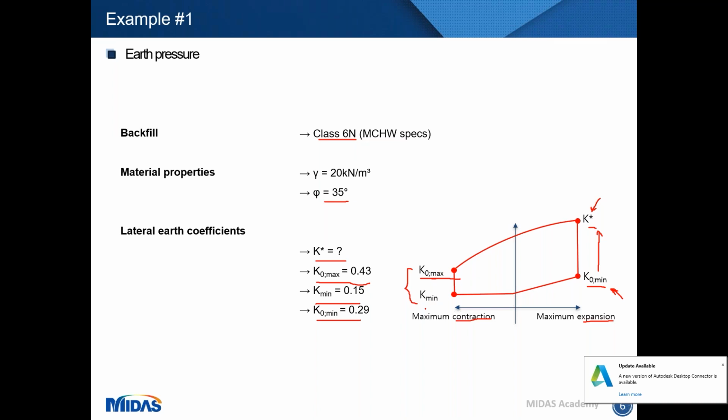So that's what I wanted to cover on this example. It's a relatively simple example where you can use the limit equilibrium method when assessing the earth pressures on the back of the abutment wall.